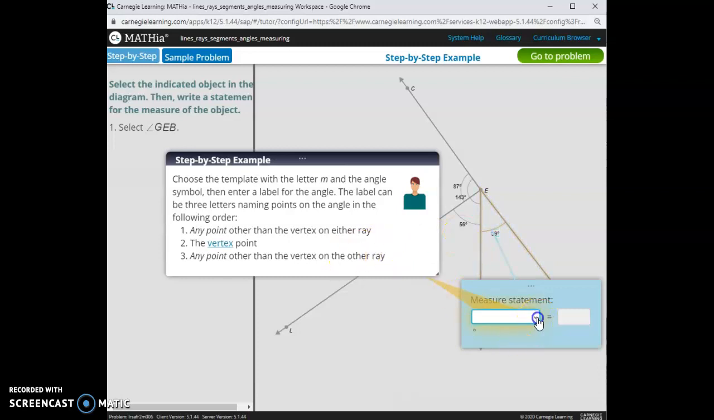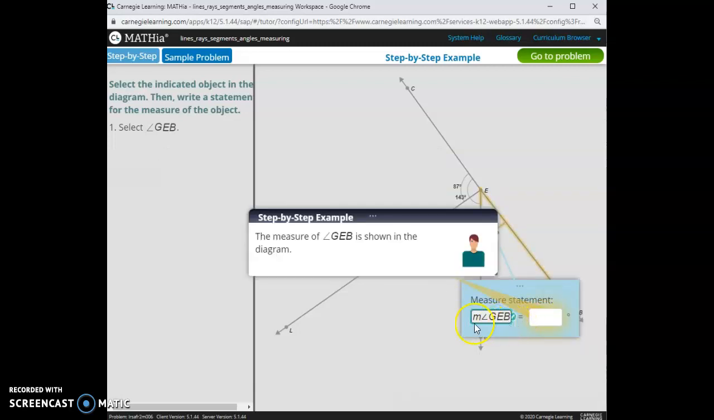Choose the template. This is a drop-down containing 4 templates. Choose the template with the letter M and the angle symbol, then enter a label for the angle. There's only one template in here that has the letter M and the angle symbol, and there it is. Enter a label for the angle. I could either call that GEB or I could call it BEG. I don't care which. I'm going to use GEB because that's the one they're using in this step-by-step example. Click here when you're done.